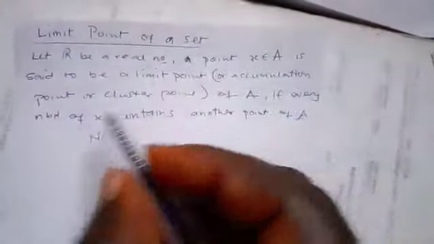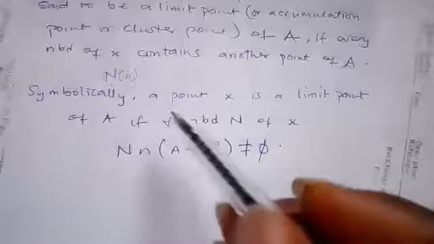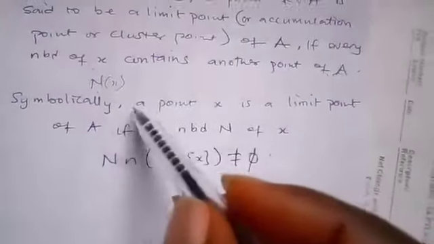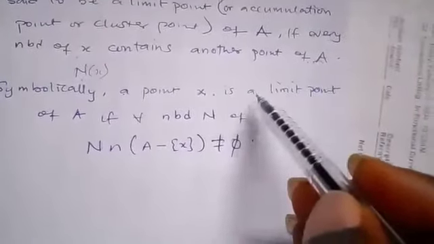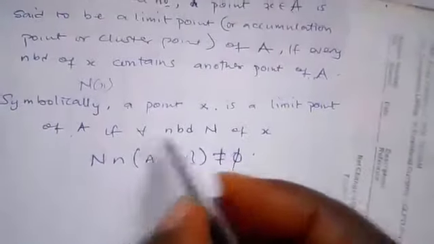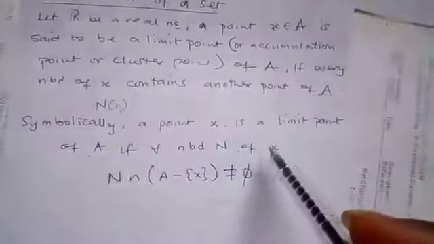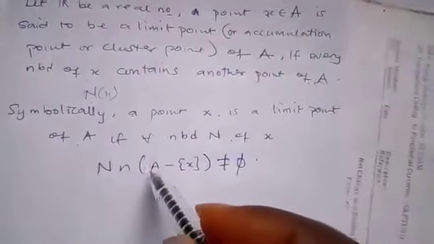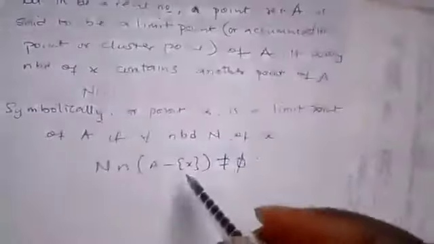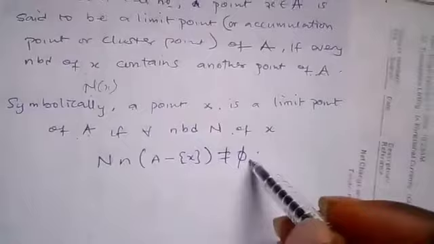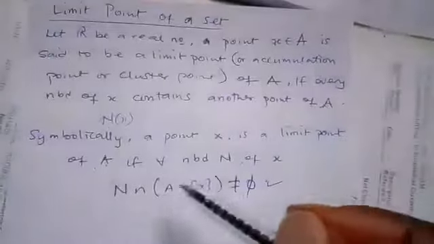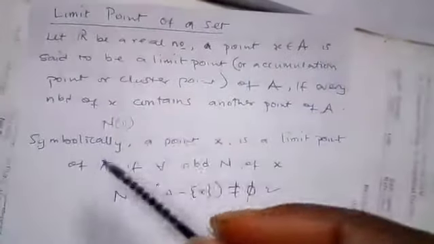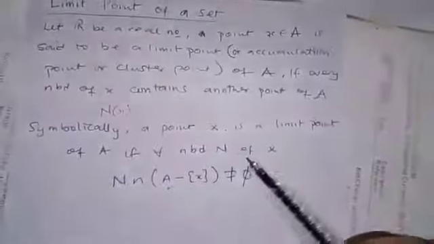So from this place we can write it in a symbolic way. Symbolically, this point X is called a limit point of A if for every neighborhood of X, that is, if there exists any neighborhood N containing this X, the intersection of N with A minus X is non-empty, if it's not equal to the empty set, then we say that this is a condition to show that a point is a limit point of a set.